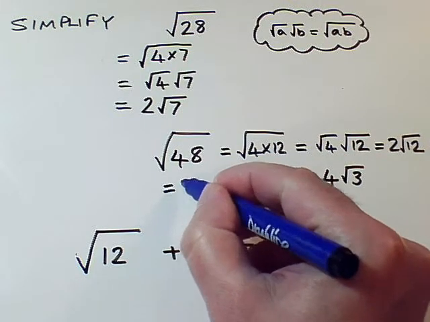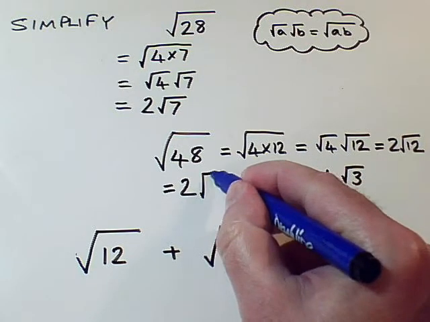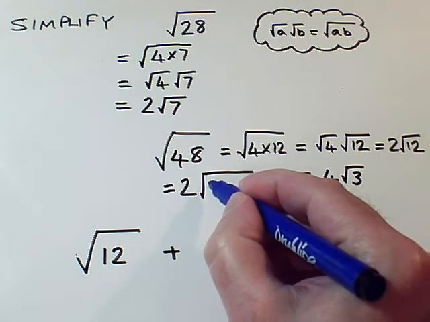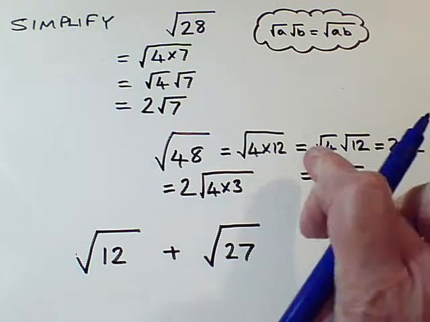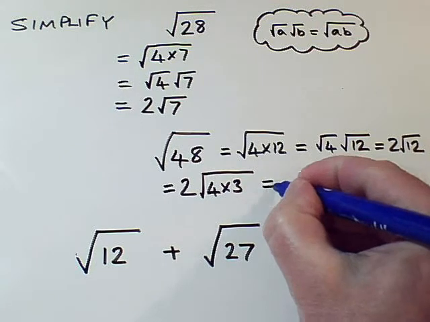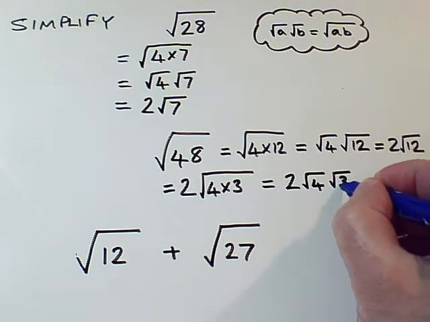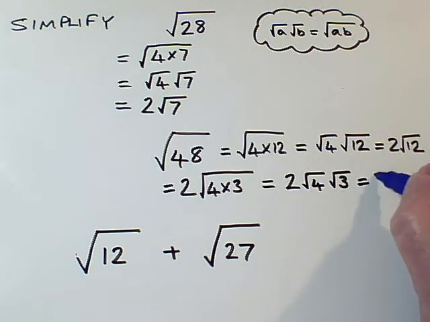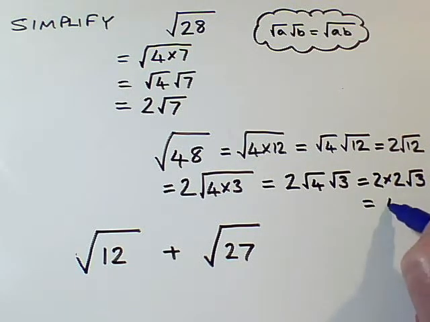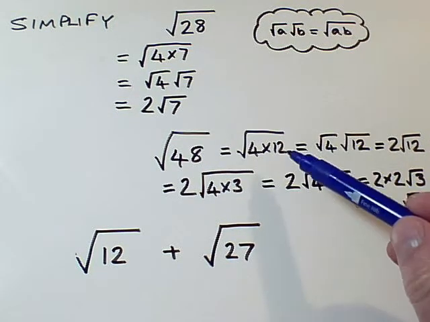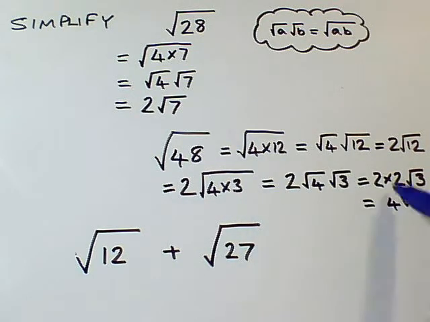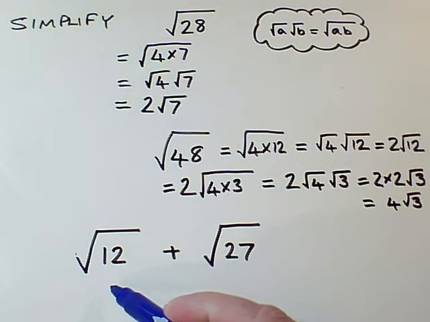So carrying on, it's 2, that's this 2 here, and then the square root of 12 is the square root of 4 times 3. I need some more space. So I'm going to get 2, this 2 here, times the square root of 4 times the square root of 3. But the square root of 4 is just 2, so it's 2 times root 3. And 2 times 2 is 4, so I'm going to get to 4 root 3, as I did before, but it has been a longer route. So it's not absolutely essential to get the biggest square number that we can use, but it does help to keep the work short.